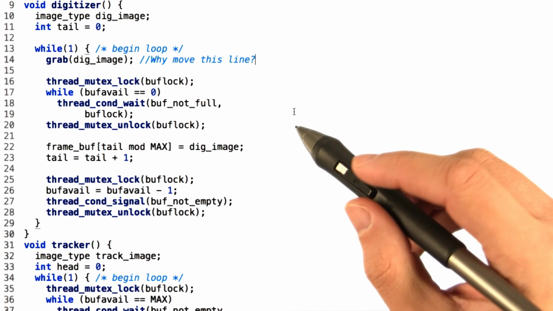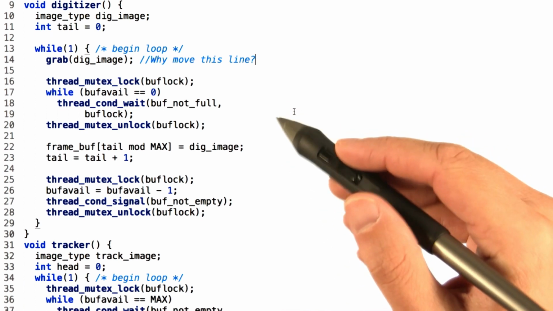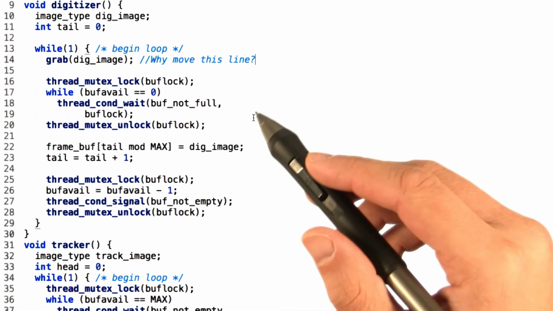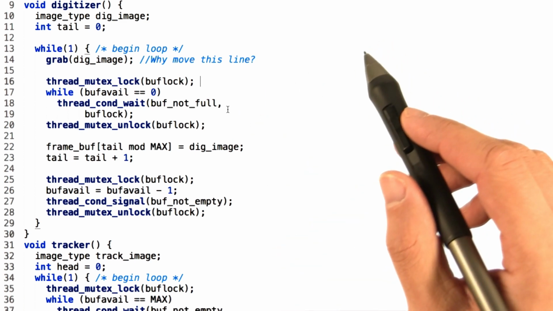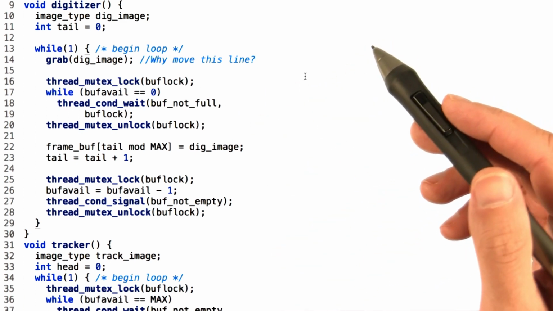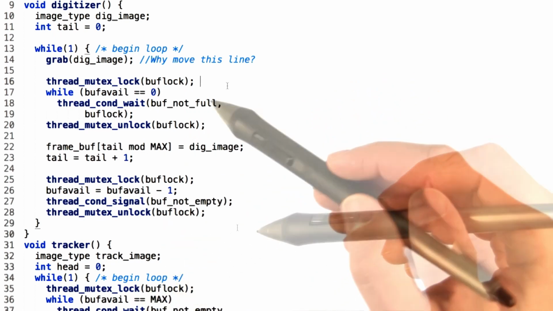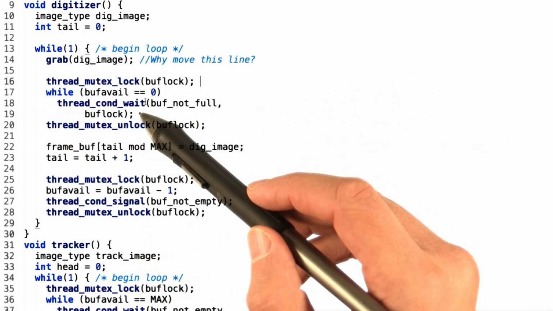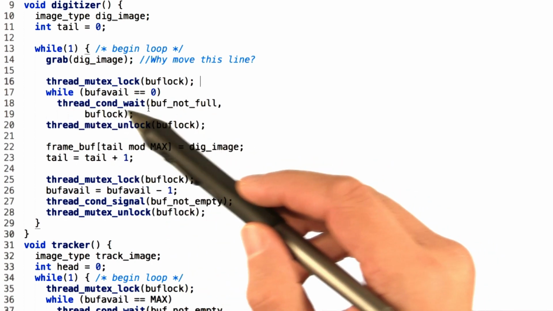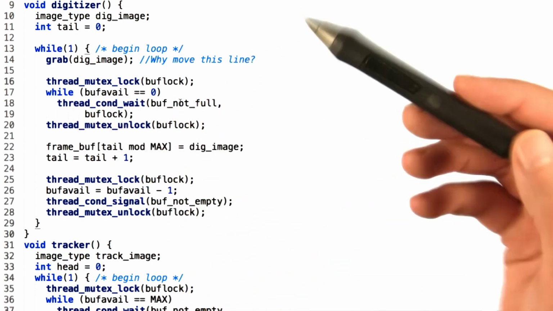The reason for this is that we might not have been the first thread to acquire the lock. Another thread might have acquired it first and changed back the condition to something where we would need to wait again. In this digitizer example, I guess maybe that would be another tracker. Putting this in a while loop so that we recheck the predicate after the signal comes is called rechecking the predicate.